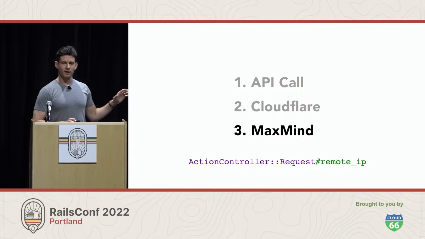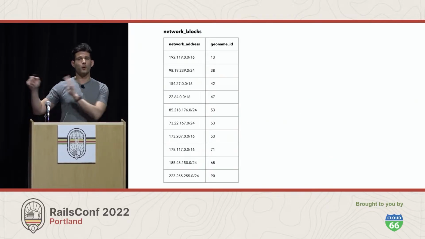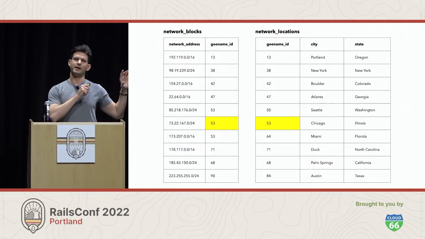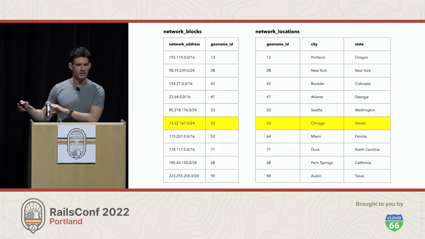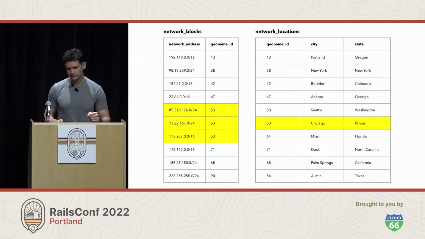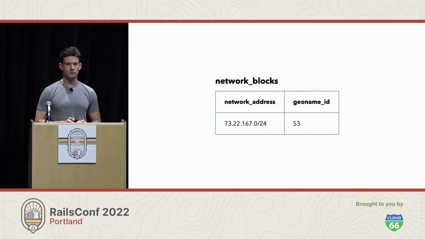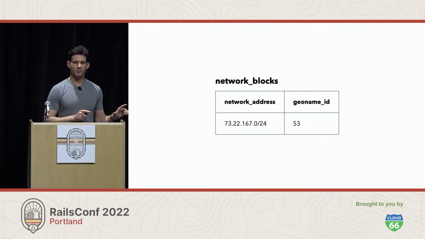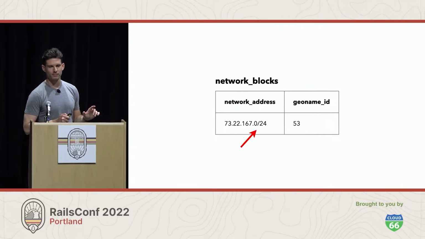The geolocation data comes as 2 tables. They separate the IP data and the location data. And the 2 are linked together by a foreign key. A network block record belongs to a network location, and a network location may have many network blocks. Pretty cool. Only, let's take a closer look at this data, and specifically, this network address field. It looks like an IP address, but what's going on with this slash and the number after it?